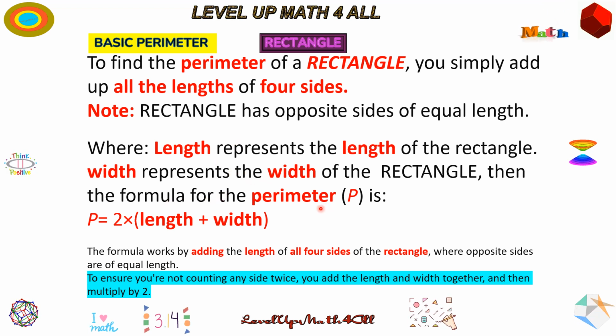If you apply that information and put it into a formula, the perimeter, represented as P, is nothing but 2 times length plus width. Why are we using 2 times length plus width? Because the lengths are the same in size, and the widths are the same in size. Instead of writing length plus width plus length plus width, we use 2 times the length and 2 times the width. That is nothing but 2 times length plus width. That gives the perimeter of a rectangle.